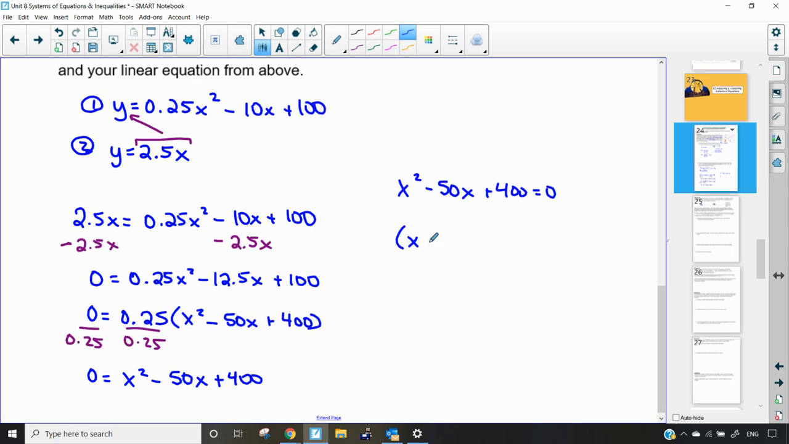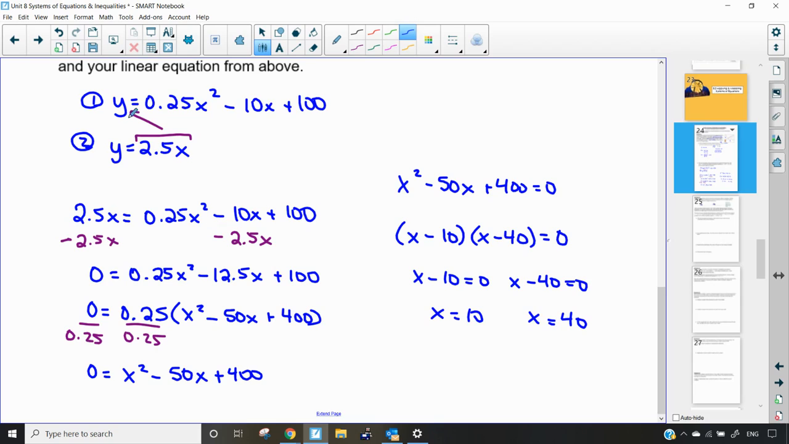Factoring that, I'm going to have x minus 10 times x minus 40 equals 0. That means I have x minus 10 equals 0 or x minus 40 equals 0. So x equals 10 and x equals 40. Now I can go about substituting those into my equation y equals 2.5x.